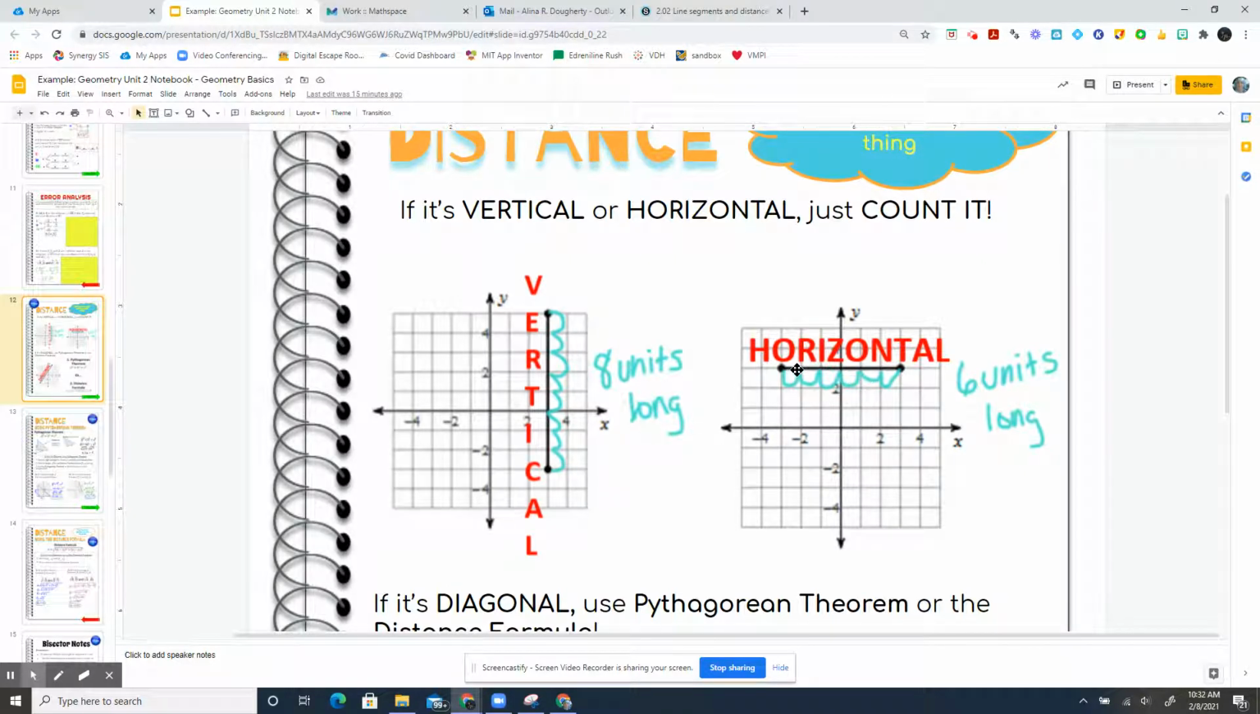Same thing with a horizontal. You're going to start at one of those two endpoints. It doesn't really matter which one you start with. I usually start on the left and move to the right because we're traveling along that kind of line on the coordinate plane. We can just count 1, 2, 3, 4, 5, 6. Again, we're counting jumps. So it's 6 jumps or 6 units long. It's 6 little tiny pieces if I cut that into little squares, right?